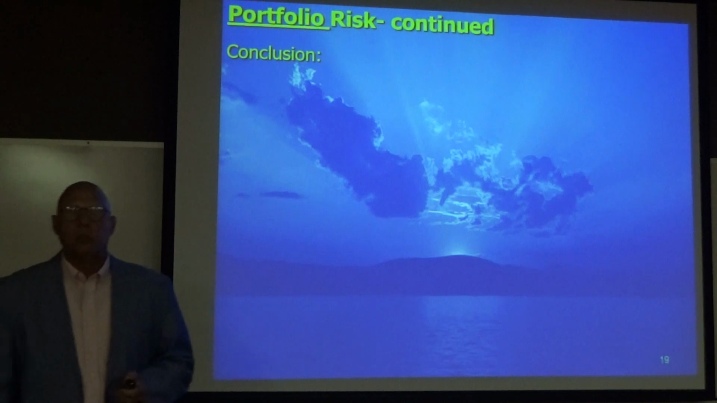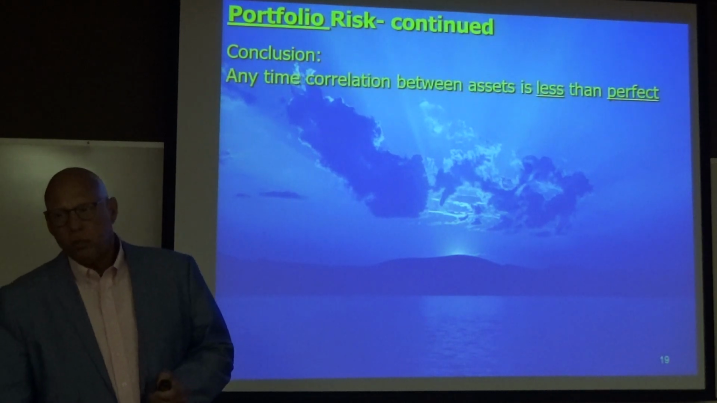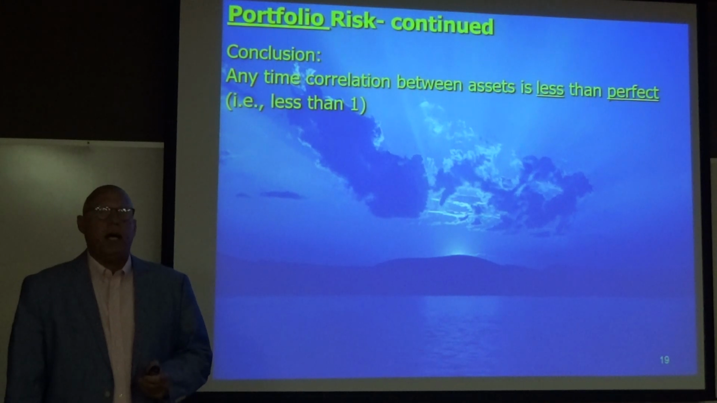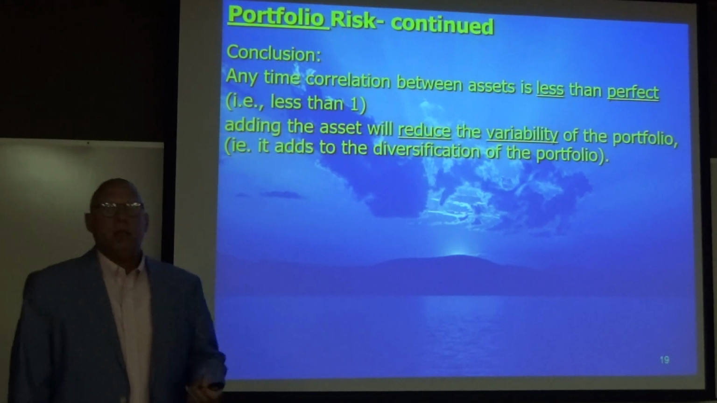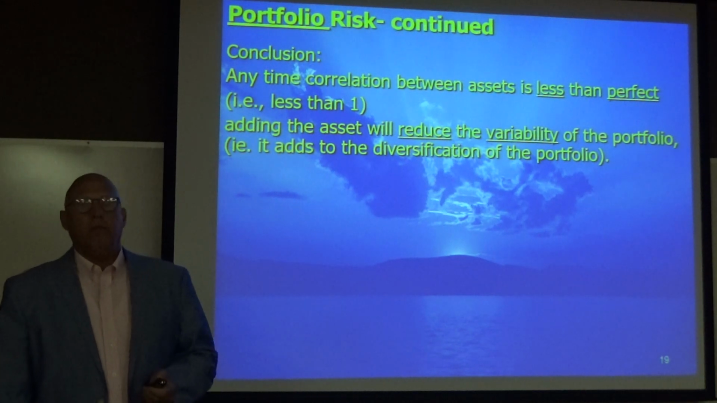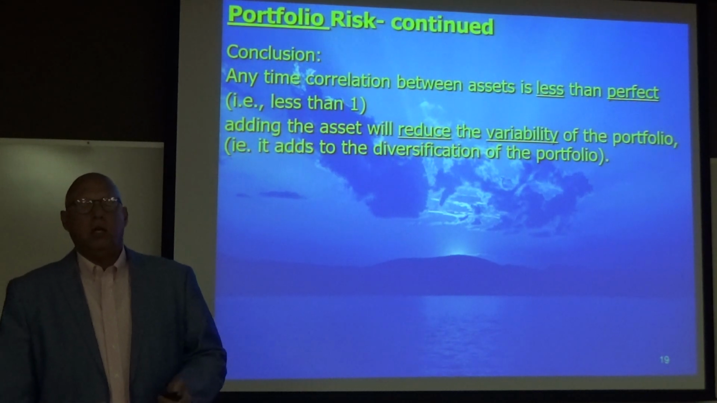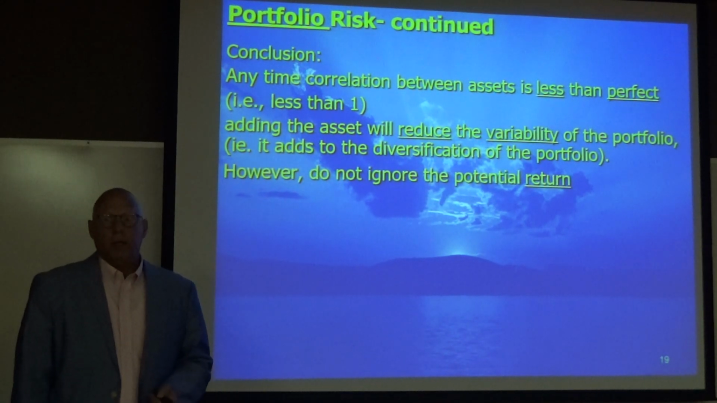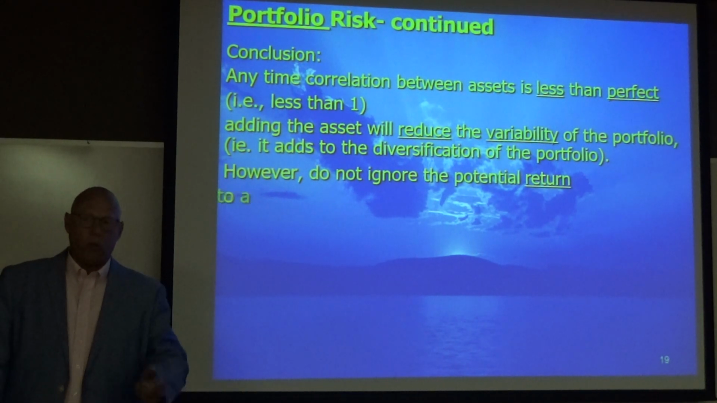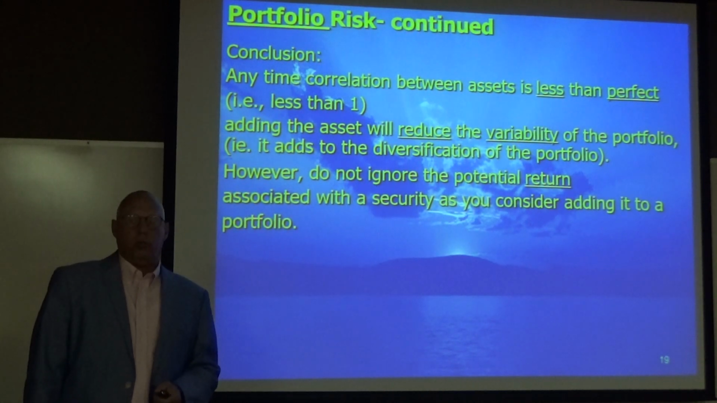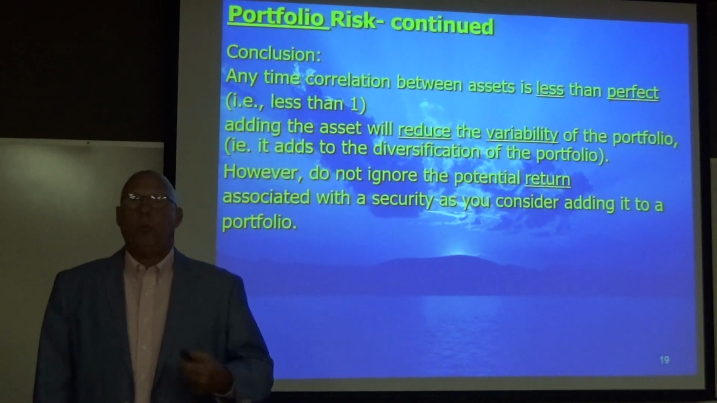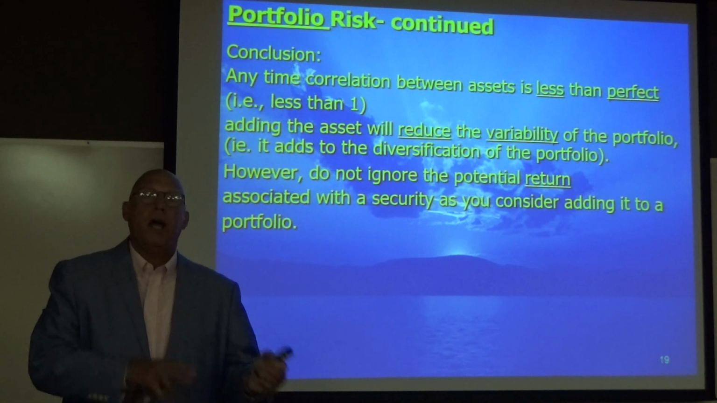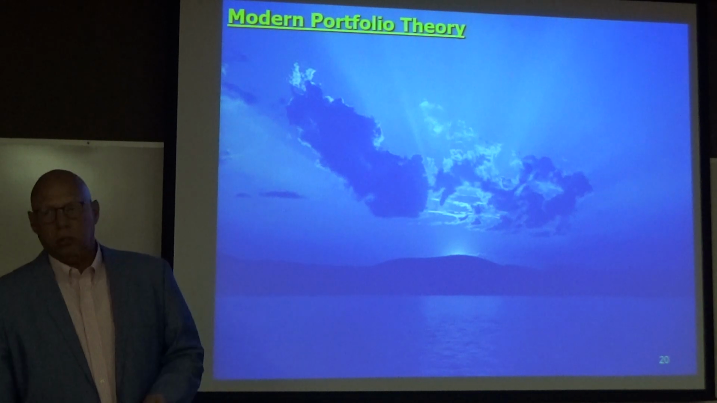All right, last slide for this clip. So in conclusion, anytime correlation between assets is less than perfect, i.e. less than 1, adding the asset will reduce the variability of the portfolio, i.e. reducing the variability adds to the diversification of the portfolio. However, do not ignore the potential return associated with a security as you consider adding it to a portfolio. In other words, be mindful of both the return and all of the correlations.